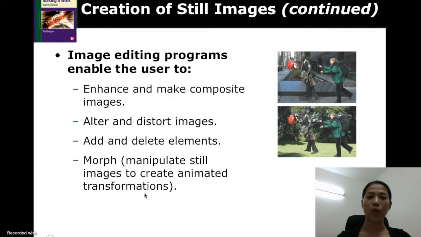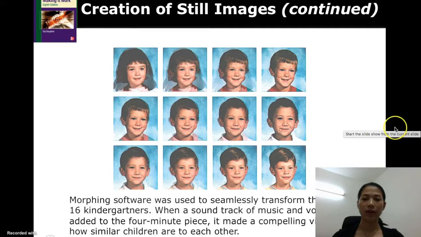Sometimes we can actually multiply the same image into many images. Then we can do accumulation and flip through the images to have the animated effects. Let's look at the next example.